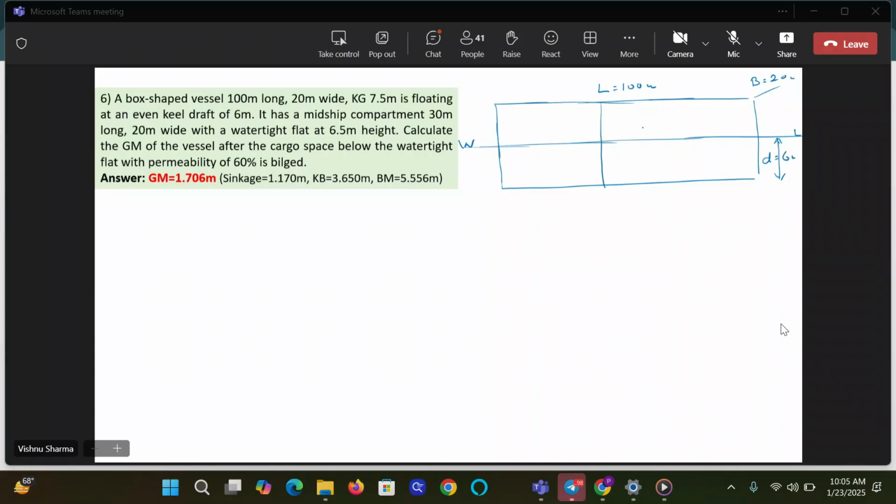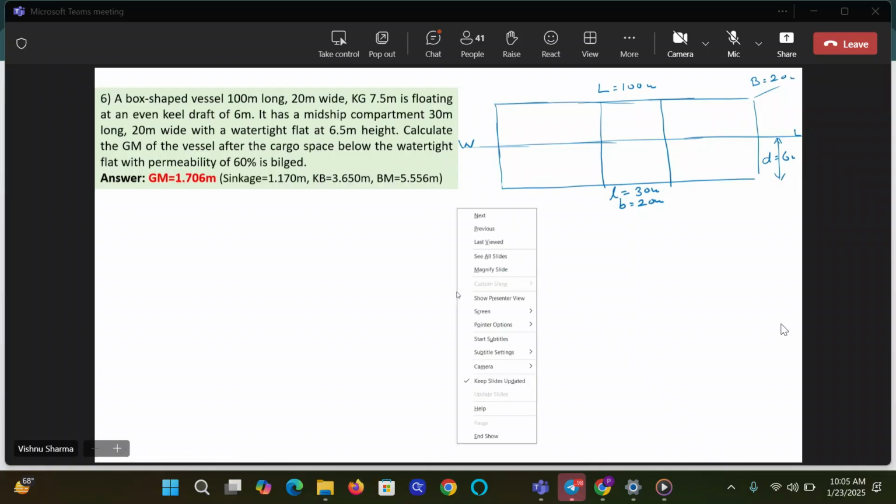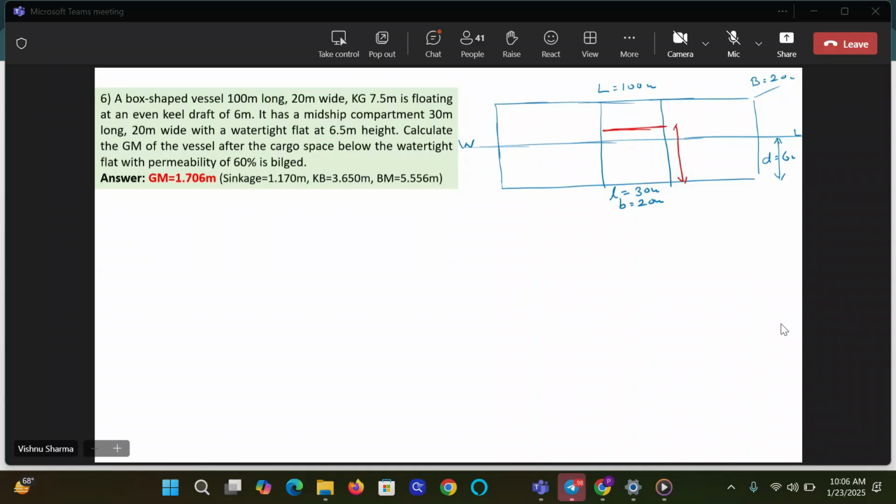You have a midship compartment, length 30 meters, breadth 20 meters. And now there is a watertight flat at a height of 6.5. So WL is representing 6 meters, so obviously the watertight flat shall be somewhere here. This is your H of 6.5 meters. It has cargo, with permeability 0.6.